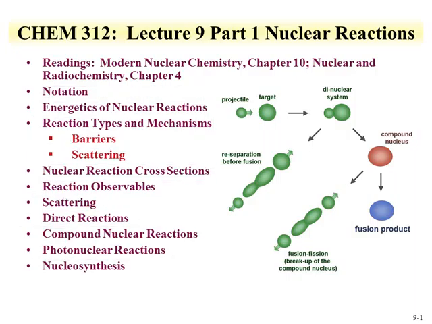The second part will cover reaction observables, scattering, and then we'll discuss reaction types: direct reaction, compound nucleus, reactions with photons, nuclear reactions, and then we'll talk about how these are used in element production, nucleosynthesis.